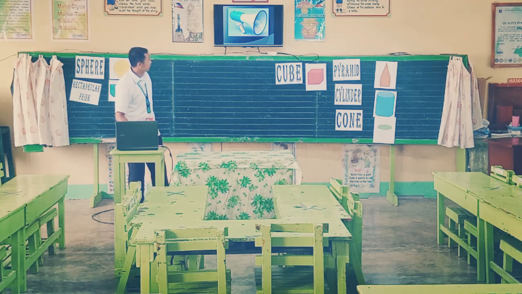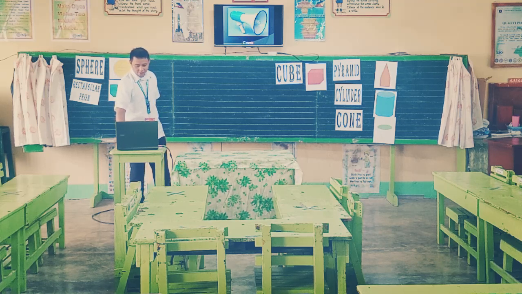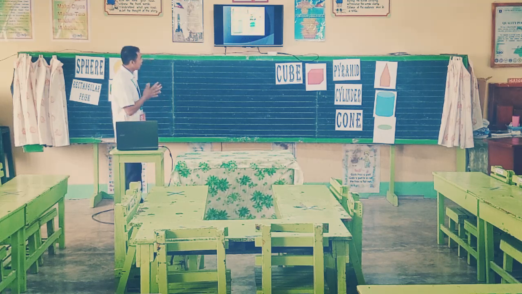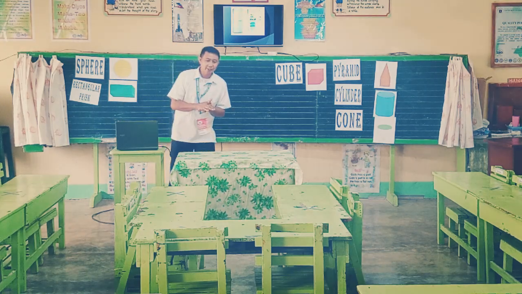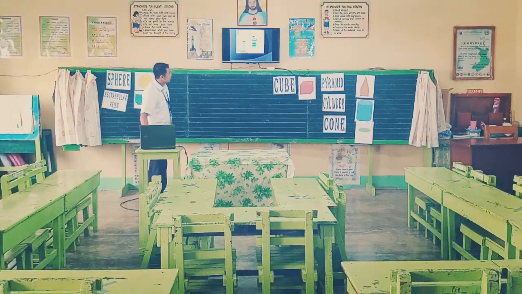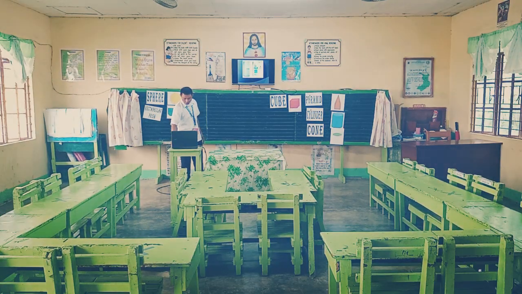Christine, that is a cone, very good. Okay, it's a cone. How about this one? A refrigerator. Corinne, that is a rectangular prism. That's correct. How about this one?